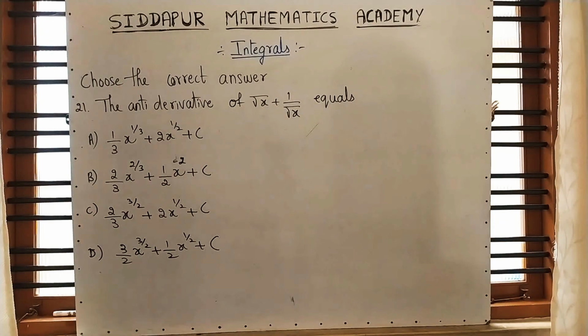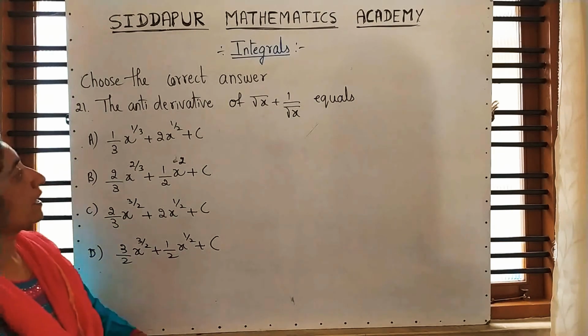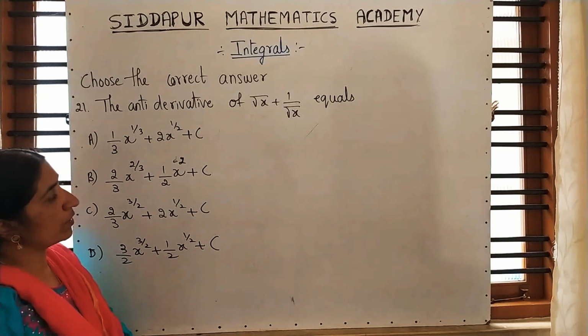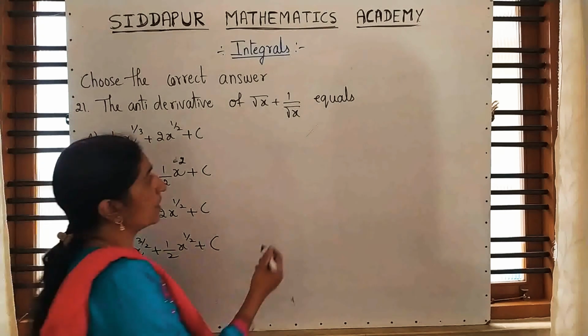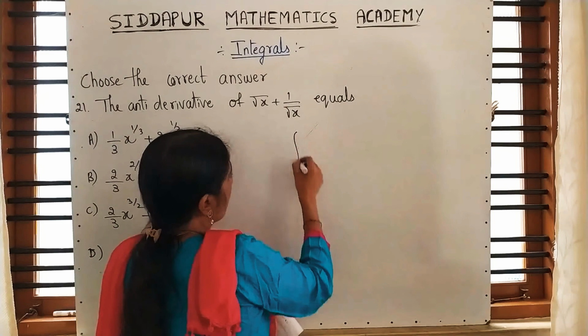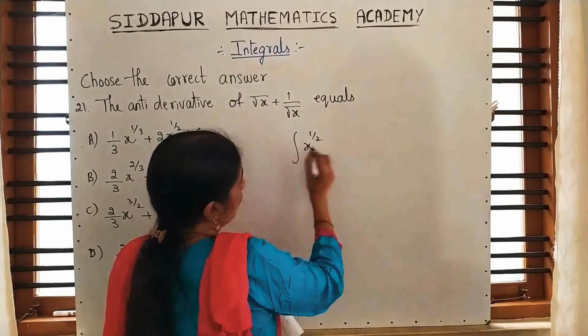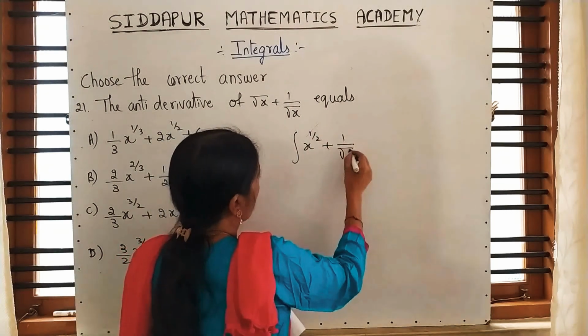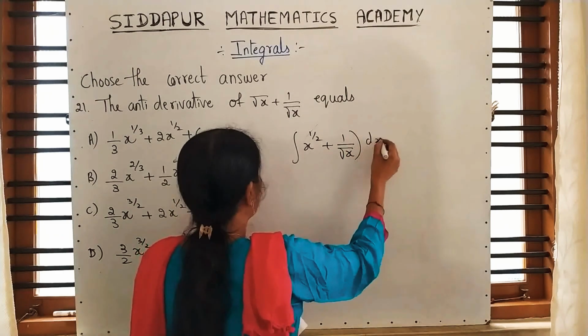See that question. Choose the correct answer. The antiderivative of root x plus 1 by root x. The antiderivative is nothing but integration. Just integrate. Root x will be written as x raised to half, and I kept 1 by root x as it is because we are familiar with integration.